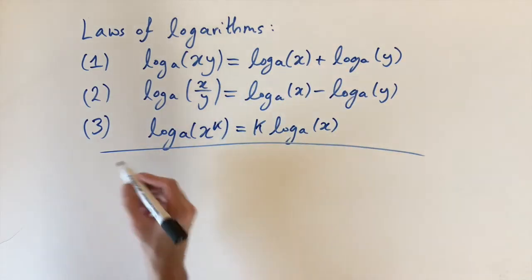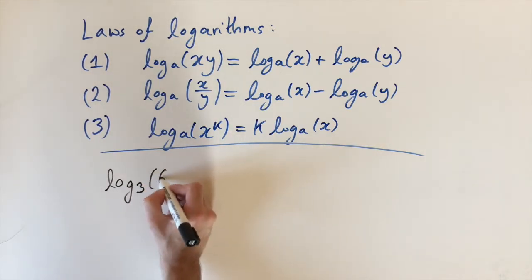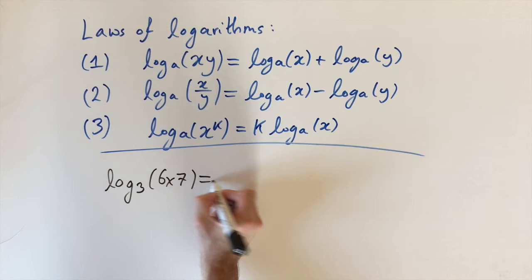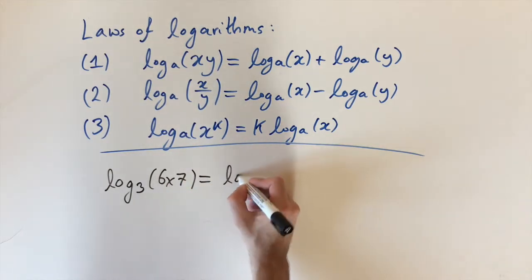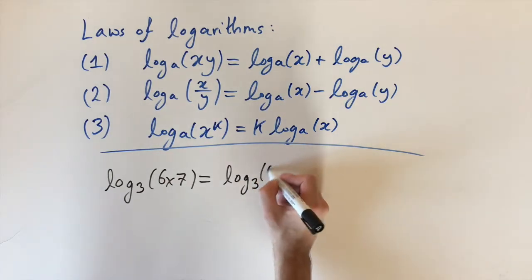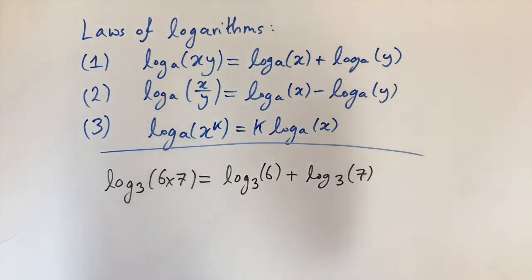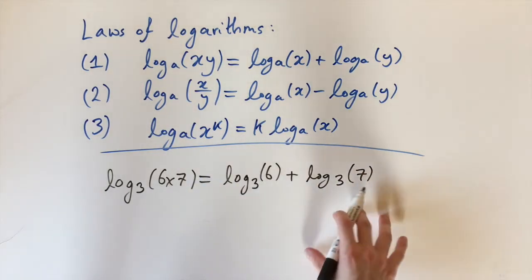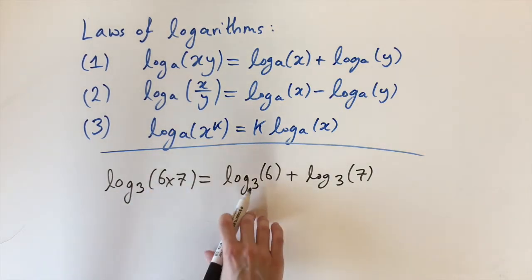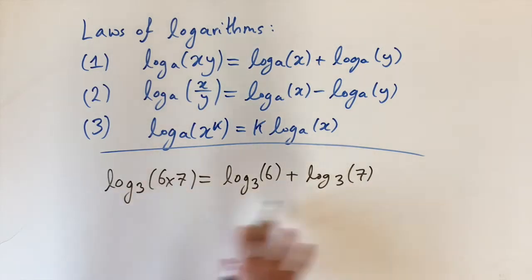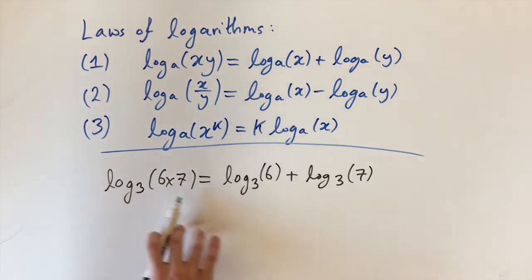So let's look at an example with numbers. If I want to work out the logarithm of base 3, let's say 6 times 7, then we can express the multiplication inside as just the sum of two logarithms. So I can write this as logarithm of base 3 of 6 plus logarithm of base 3 of 7. So we split the 6 times 7 as 6 here and a 7 here. Now one important thing to note is that the base, the 3 here, has to be the same for each logarithm. So when we apply any of these rules, they're always to the same base. So that's the first one, the law of multiplication.